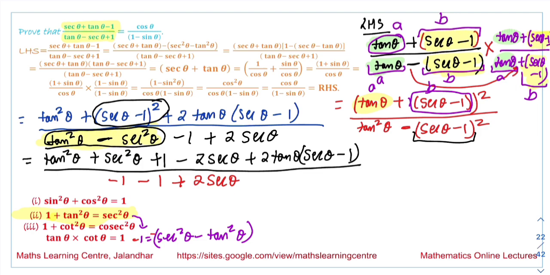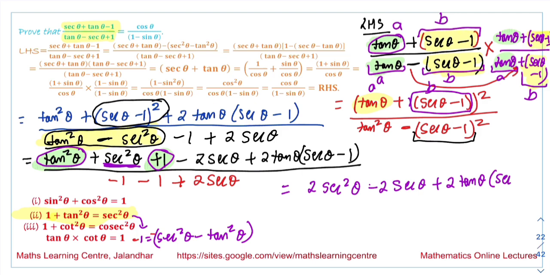In the numerator, the terms we have are tan square theta plus 1. This gives secant square theta, and we already have another secant square theta, so we get 2 secant square theta minus 2 secant theta plus 2 tan theta into secant theta minus 1 over minus 2 plus 2 secant theta.